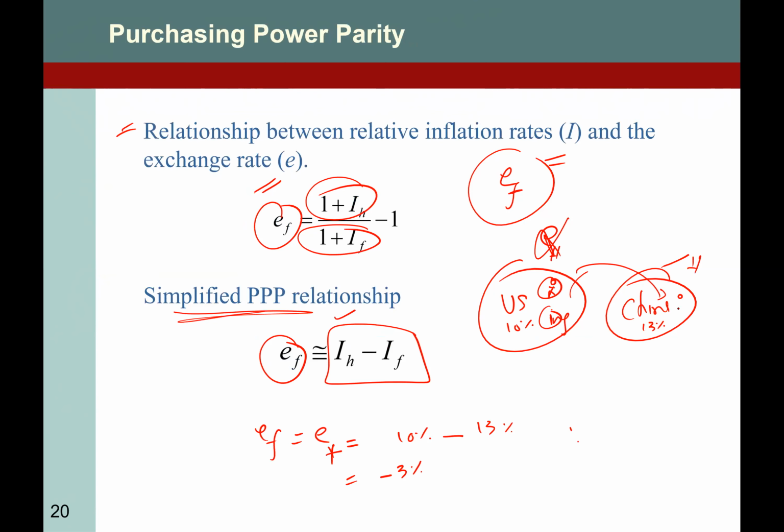Or if you are here, then what happened? The Chinese will say that, look, our purchasing power will be the same as the US. Why? Because when you convert back, the US dollar will appreciate by 3%. So your purchasing power is the same as the United States.